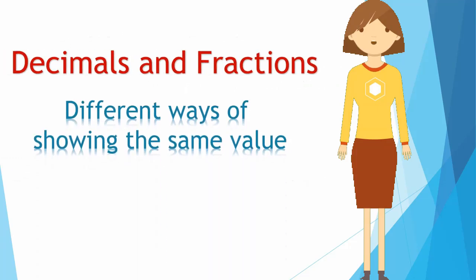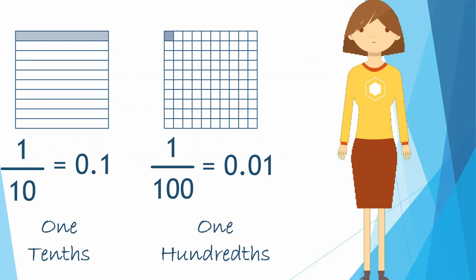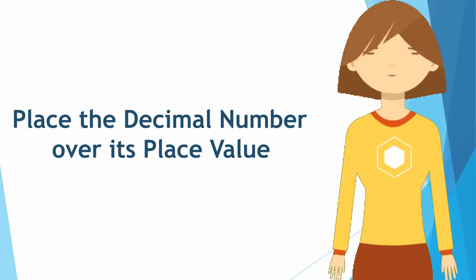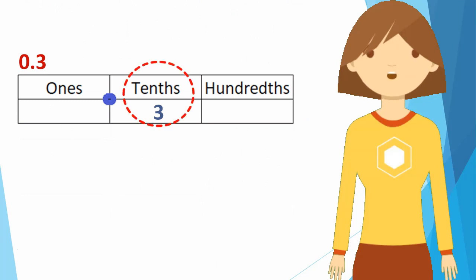Decimals and fractions are just different ways of showing the same value. For example, the shaded portion of this square can be written in fraction and decimal like this. To convert a decimal number to its equivalent fraction, place the decimal number over its place value. In this example, 3 is in the tenths place, so we place 3 over 10 to create its equivalent fraction.